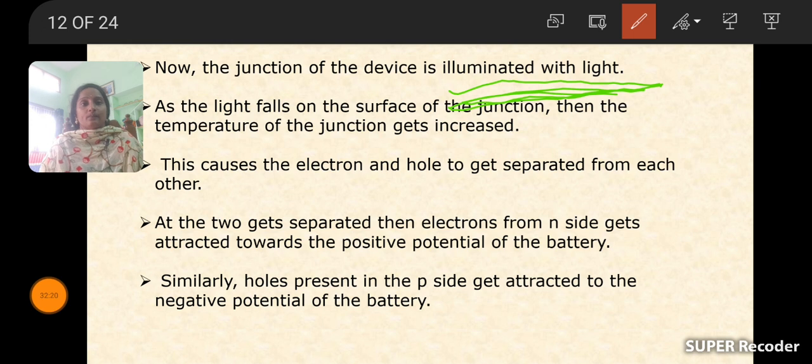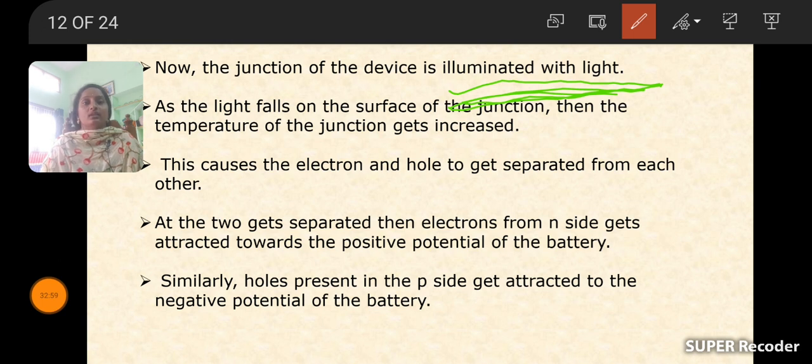Is it clear? After applying the reverse voltage, the depletion region is formed, but due to minority charge carriers, a small amount of current occurs. That is called dark current. Under that condition, the device is exposed to the light, or illuminated with light. Both are the same. So when the light falls on the surface of the junction, the temperature of the junction gets increased.